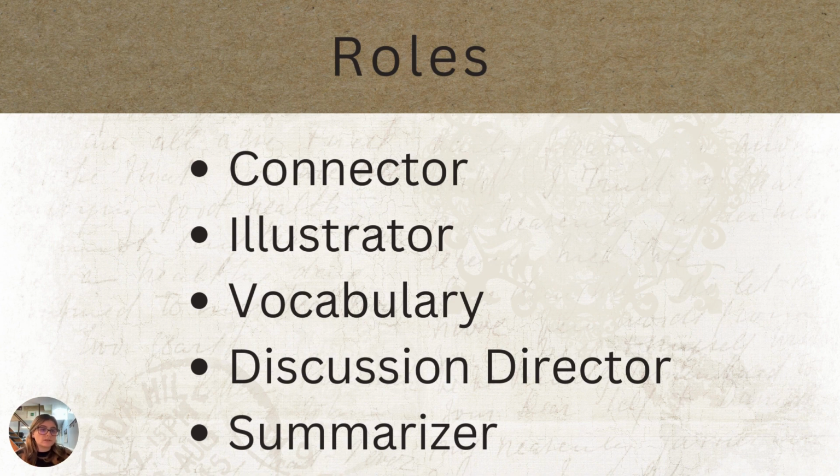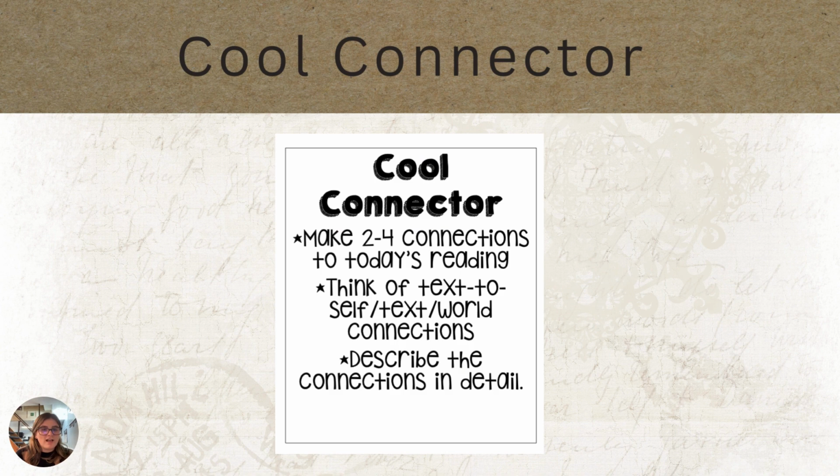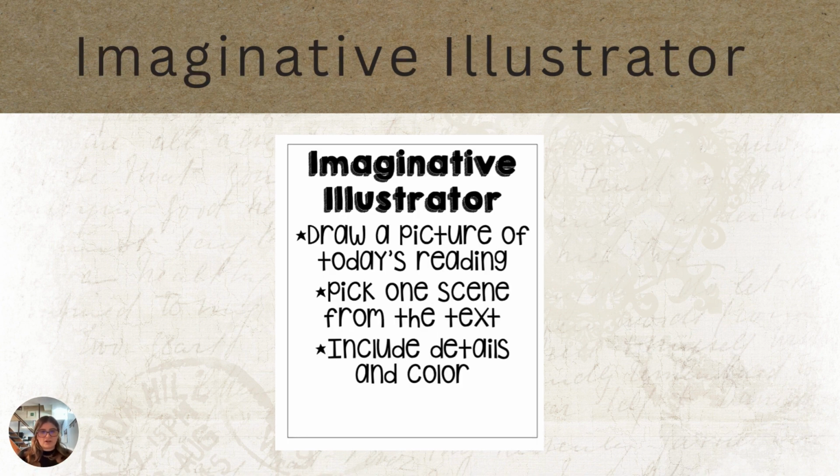So there are different roles in your little book club. There's the connector, the illustrator, the vocabulary person, the discussion director, and the summarizer. I found these very cool little postcards that you can give to each kid in your group, depending on what role they have. And either the teacher can pick this or the students can pick it. The connector wants to make sure that they're connecting the reading to text to self, text to text, or text to world. The next one is the illustrator. They're going to draw a picture based on one of the scenes from the text.